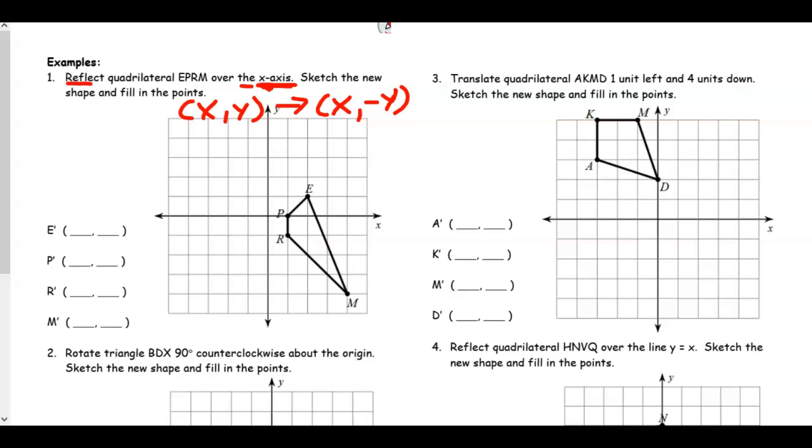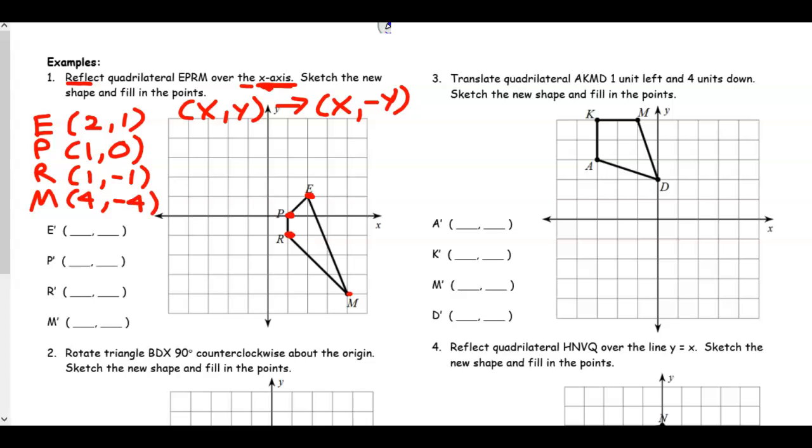So here's the deal. This original picture right here, I need to know those 4 points. So let's write down EPRM. Let's figure out these original points. What's the coordinates of E? It's right 2 up 1, so that's 2 comma 1. P is 1 comma 0 if it's on the line, right? What about R? 1 negative 1. And M, 4 to the right, 4 down, 4 negative 4.